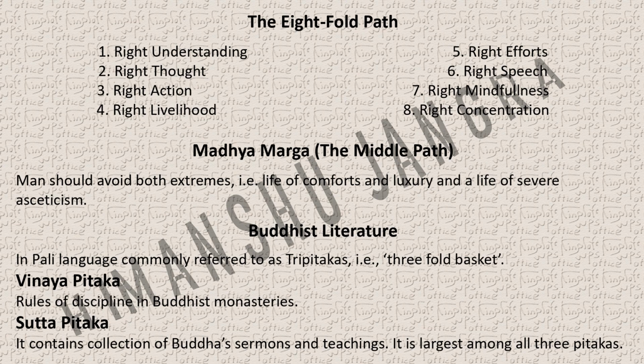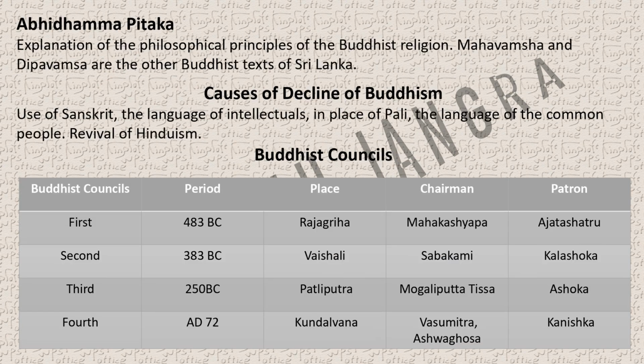Buddhist literature. In Pali language, commonly referred to as Tripitakas, that is, threefold basket. Vinaya Pitaka: rules of discipline in Buddhist monasteries. Sutta Pitaka: it contains a collection of Buddha's sermons and teachings. It is the largest among all three Pitakas. Abhidhamma Pitaka: explanation of the philosophical principles of the Buddhist religion. Mahavamsa and Dipavamsa are the other Buddhist texts of Sri Lanka. Causes of decline of Buddhism.